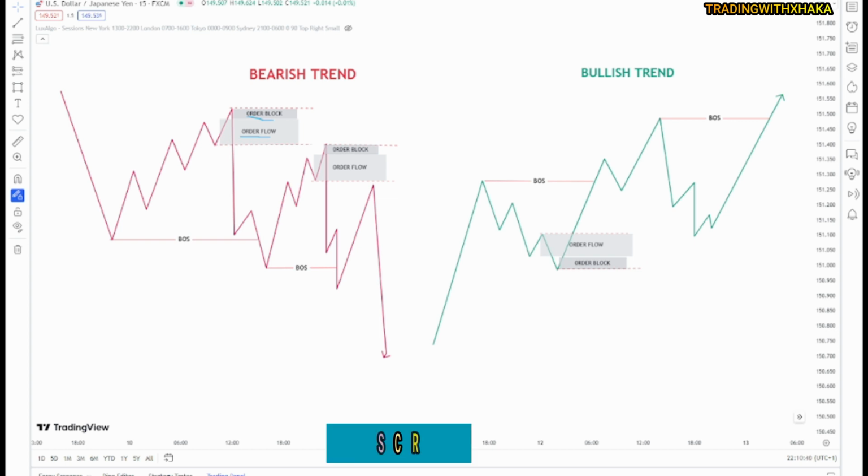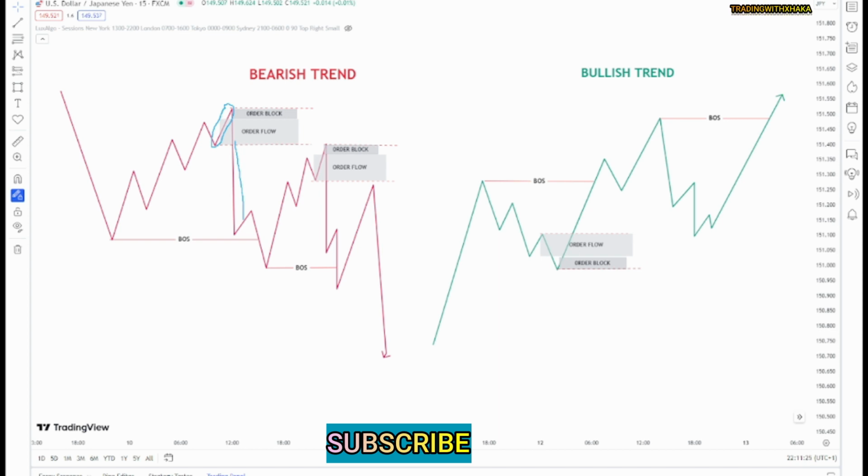Now, what is order flow and how do you mark it? Like I said, it's a refinement of order block. And where do you spot this order flow? Order flow is the last bearish momentum or bullish momentum before the breakout. I hope I'm making sense. So this zone here, this bullish momentum before this move, is what we call order flow, and that's where our order block sits sometimes, and that's where it sits always.